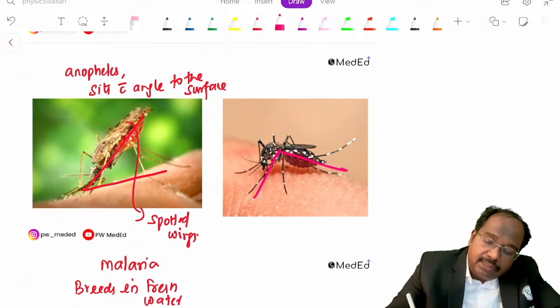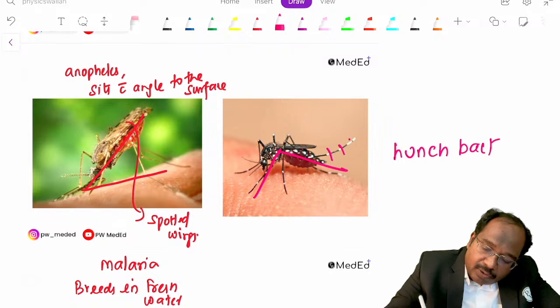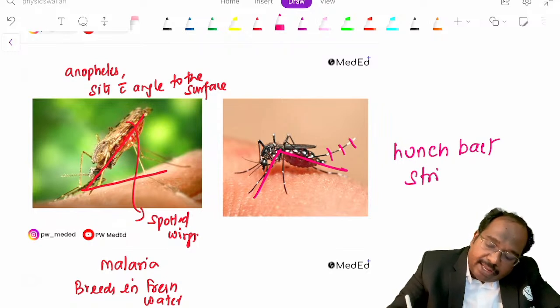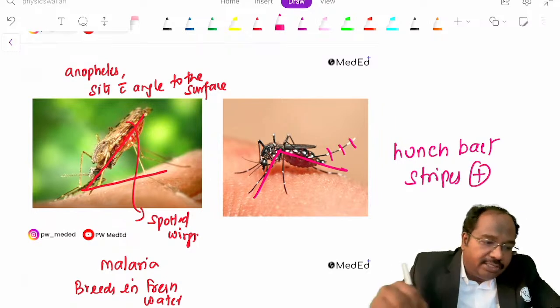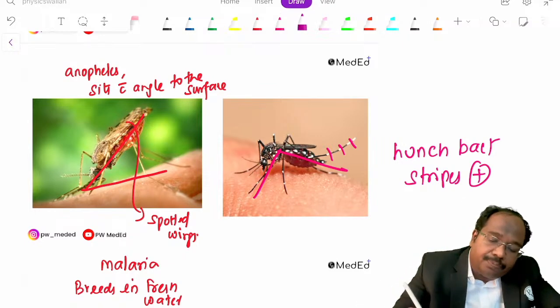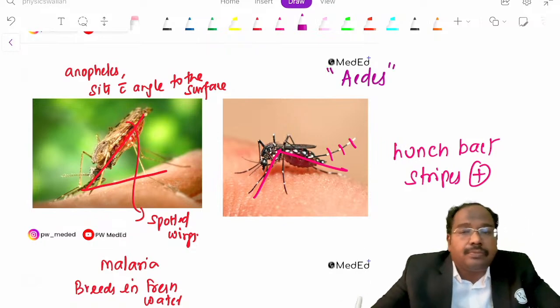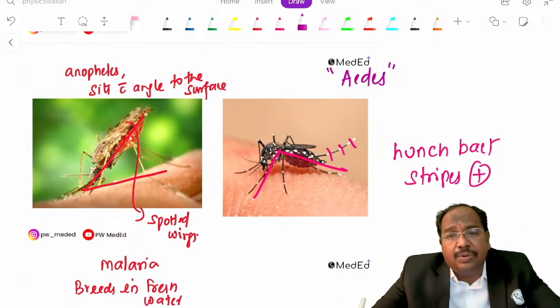This one, okay, hunchback is there. Hunchback present. Stripes are there. Look at the stripes. Stripes present, hunchback present. What is this mosquito? Yes, Aedes mosquito. This is the Aedes mosquito.